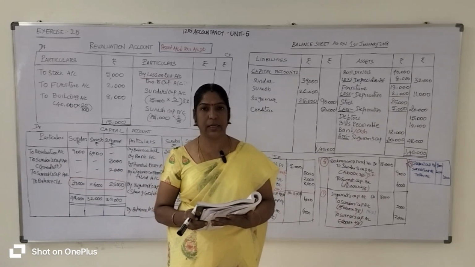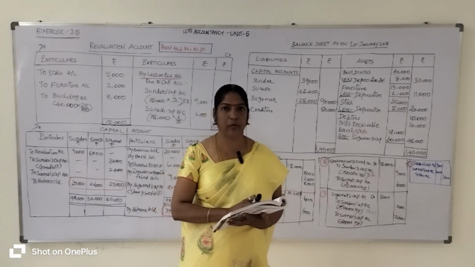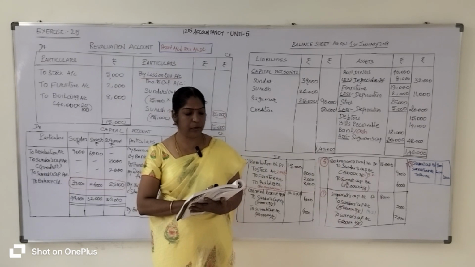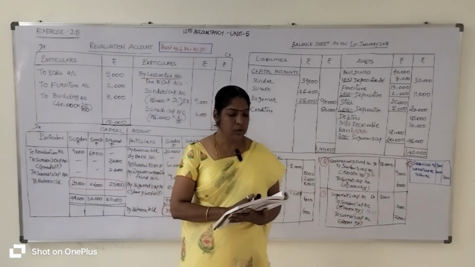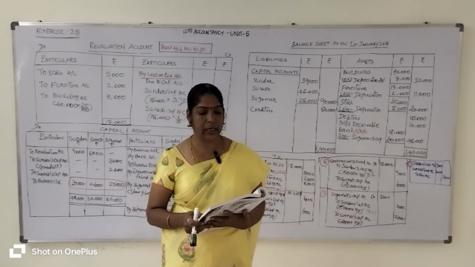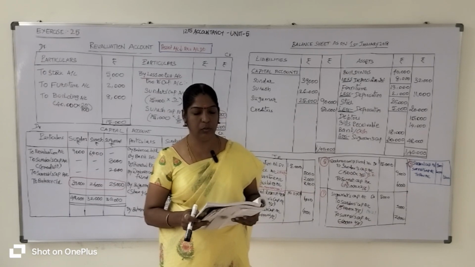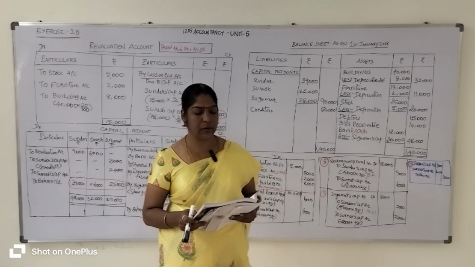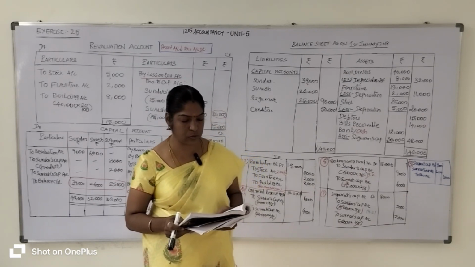Hi students, 12th Standard Accountancy, Chapter 5, Admission of a Partner, Exercise sum number 25. Sundar and Suresh are partners sharing profits in the ratio of 3:2. Their balance sheet as on 1st January 2017 was as follows.